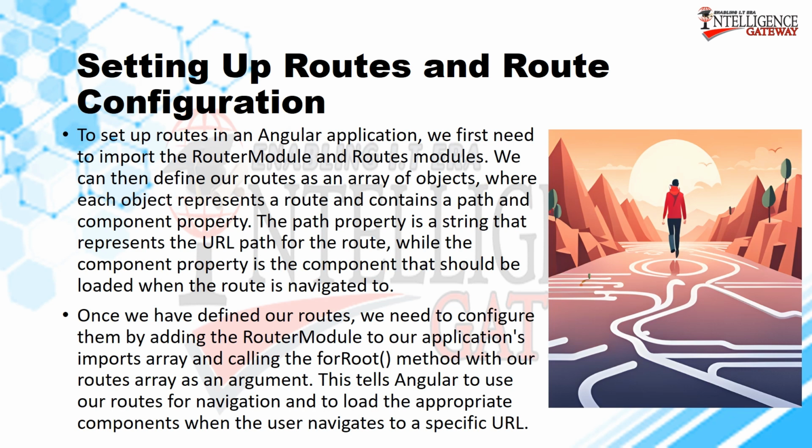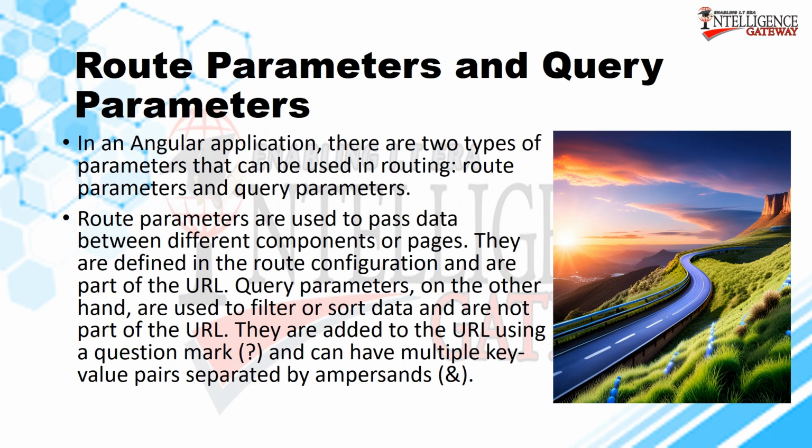Once we have defined our routes, we need to configure them by adding the router module to our application's imports array and calling the forRoot method with our routes array as an argument. This tells Angular to use our routes for navigation and to load the appropriate components when the user navigates to a specific URL.